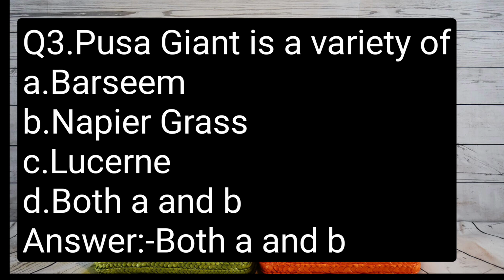Question number 3. Pusa Giant is a variety of. Options are berseem, napier grass, lucerne. Option D, both A and B. So the correct option is both A and B. Pusa Giant is a variety of both berseem and napier grass.